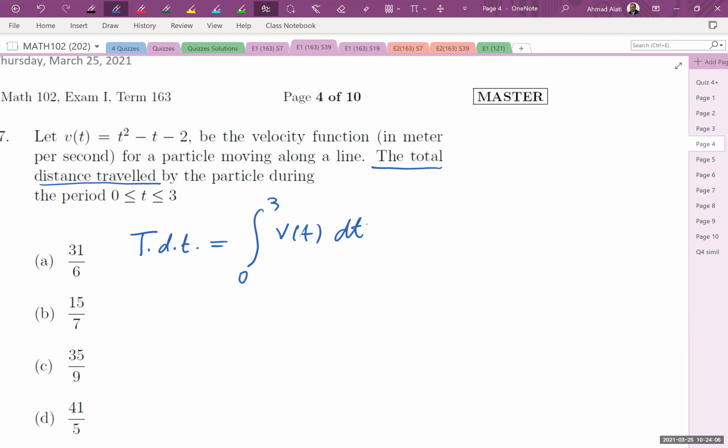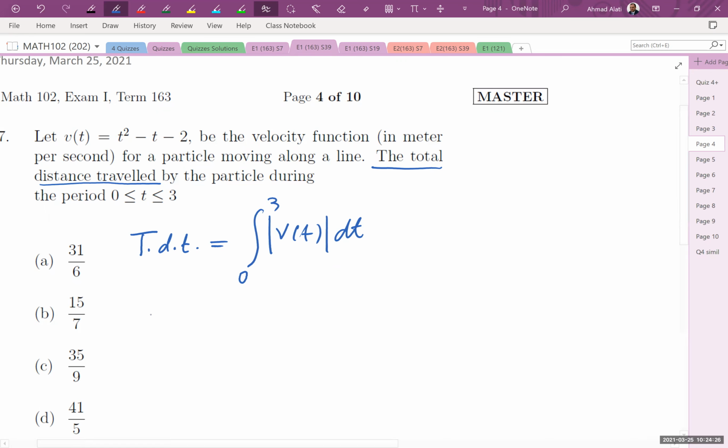You have to find the zeros, and take the absolute value. The integral of the velocity is the displacement. If he asks about the total distance traveled, it is the integral of the speed, so it is the integral of the absolute value of the velocity.